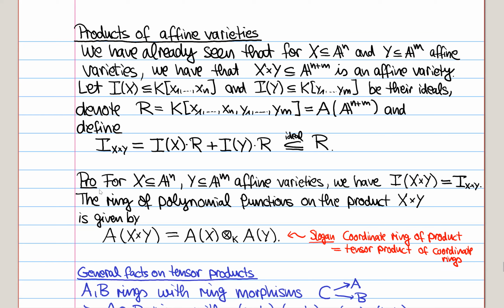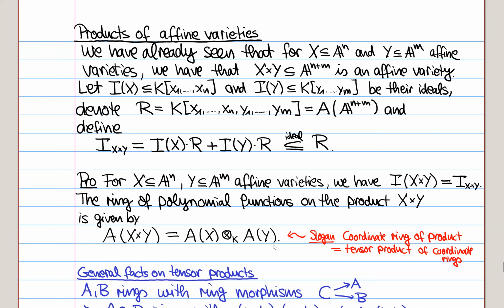And then the big proposition here is that in the setting that we put up above, we have that the ideal of X cross Y is just this I_{X×Y} here. So these are all the functions vanishing on X cross Y. And moreover, the ring of polynomial functions, or the coordinate ring of this product X cross Y, is just given by, you take the coordinate ring of X, and then you take the tensor product over k with the coordinate ring of Y.